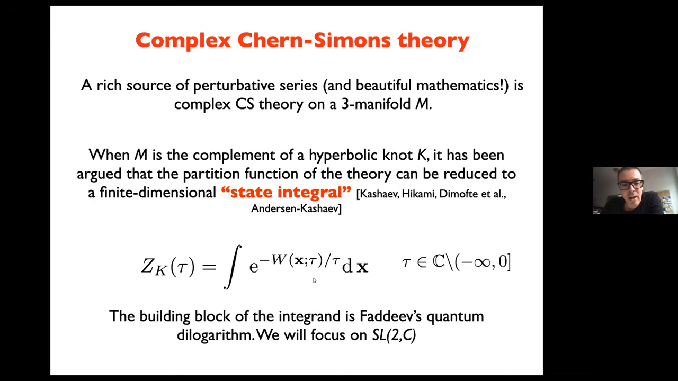Now, for those of you who know the subject, I will focus on a special point in the moduli space of this hyperbolic knot complement, which is the point which corresponds to the globally hyperbolic metric. So essentially, this means in practical terms that my state integral will be just a function of a single complex parameter tau, which is defined on the whole complex plane minus the negative real axis. And you can think about this tau as the complex coupling of the theory, and it plays essentially the role of h bar. The building block of these integrals is Faddeev's quantum dilogarithm, but I will not need the precise description at this moment. If you have questions, I can answer if I know the answer.